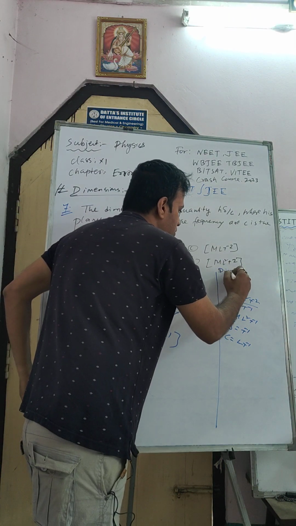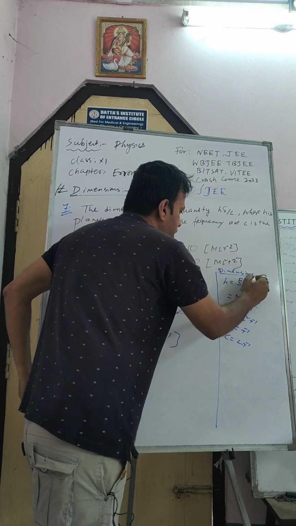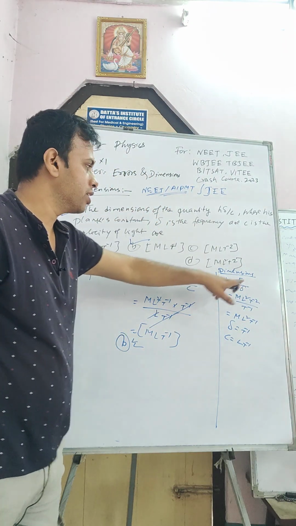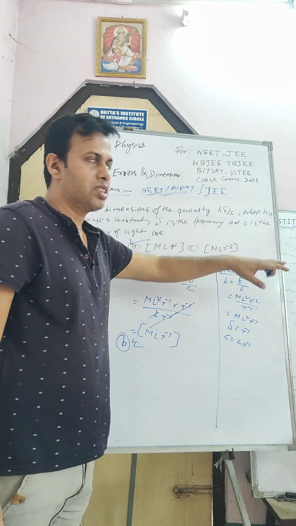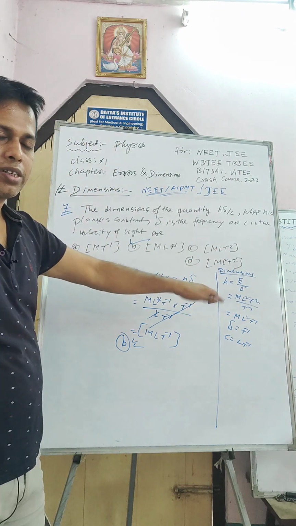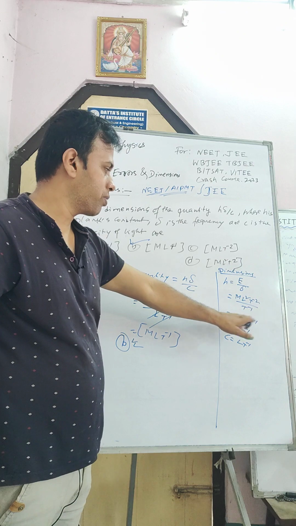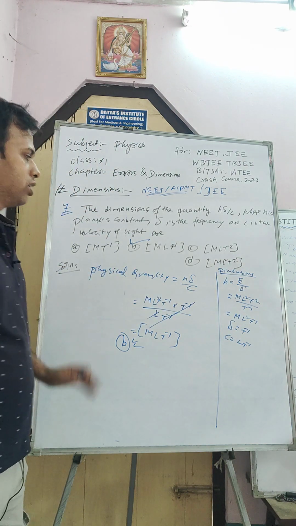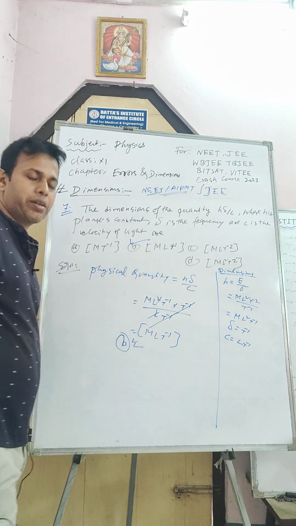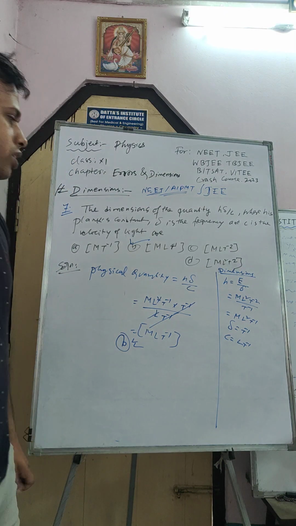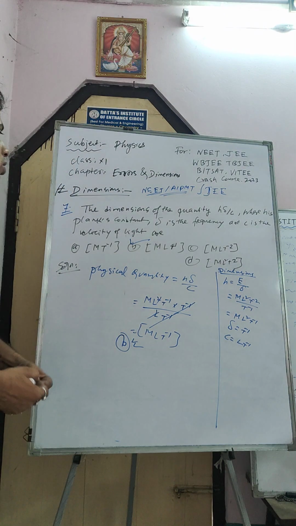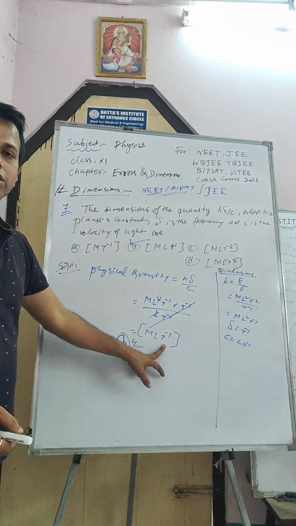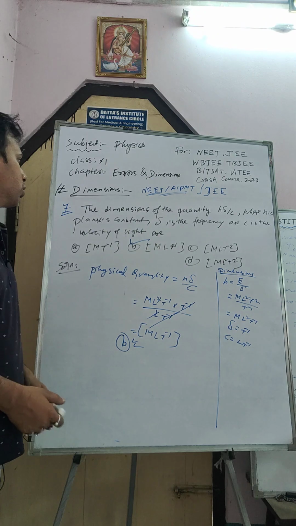Dimensions of h is what, nu is what, and c is what. h is Planck's constant and it is energy by frequency. The dimension of energy is ML²T⁻², frequency is T⁻¹. After simplification it becomes ML²T⁻¹. Nu is T⁻¹ and velocity c, the velocity of light, is LT⁻¹. So after putting these values and simplifying, the dimension of the physical quantity is found and this option came.